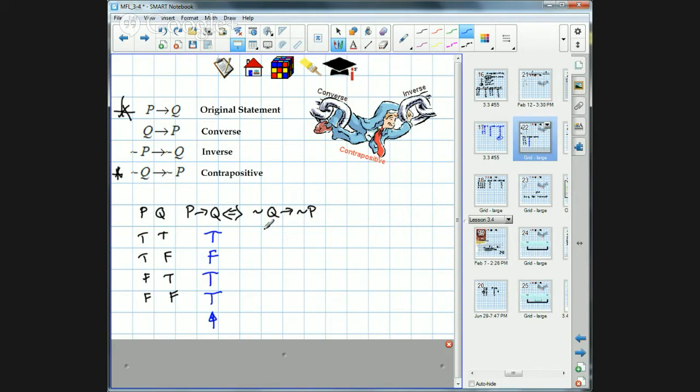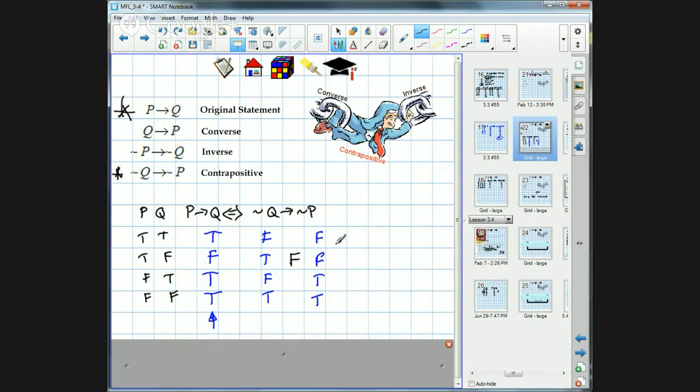Okay, now let's do it on the right. I'm going to fill this in. Not Q is the opposite of the Q here. So that would be what? False, true, false, true. And not P is the opposite of this one, TTFF. So that would be FFTT. Okay, now do the if-then on that. Remember, an if-then is only false when the first one is true and the second one is false. So here's the only one where the first one's true and the second one's false, right? Right.